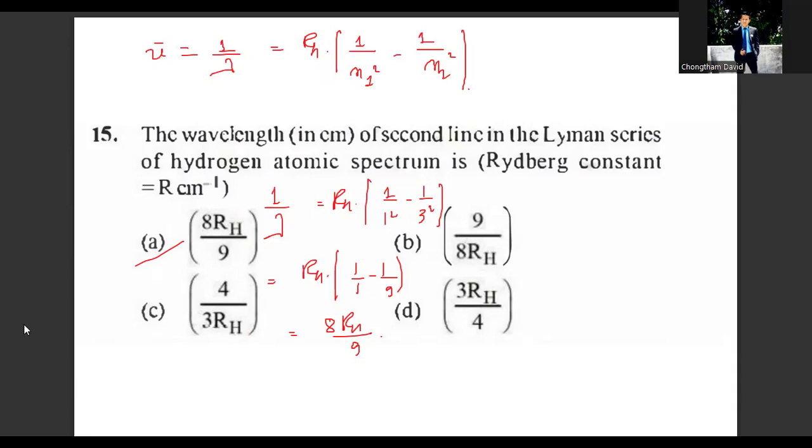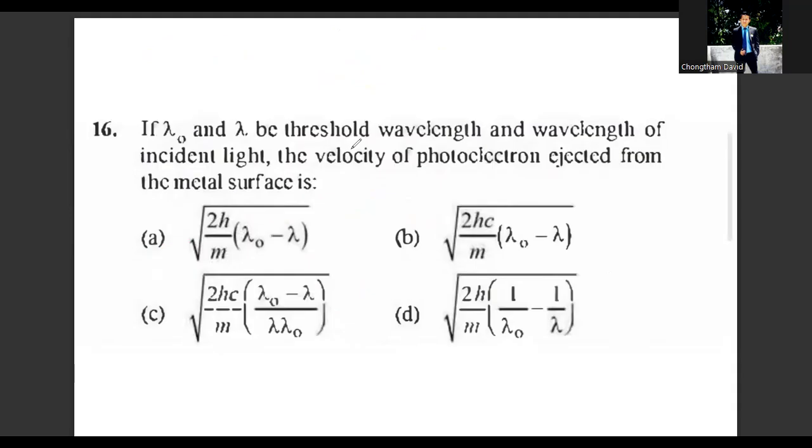I hope it is clear so far. Question number 16. If lambda naught and lambda are the threshold wavelength and the wavelength of incident light, the velocity of a photoelectron ejected from the metal surface is. So this is a question from the photoelectric effect. According to the relationship, E equals E naught, the work function, plus kinetic energy. And frequency is related as speed by lambda.